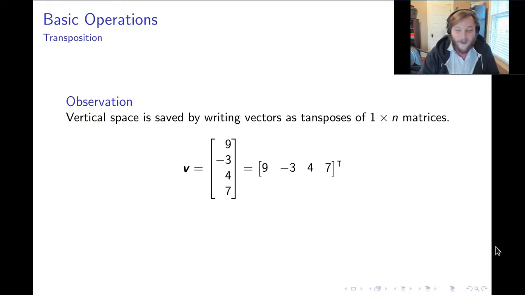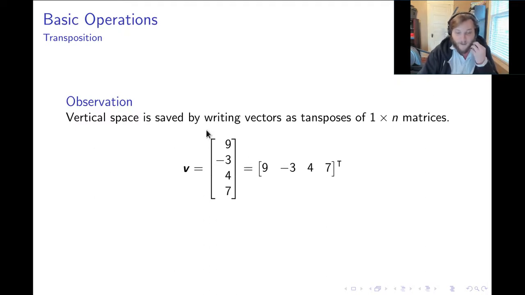So remember, the way we've defined a vector is as a vertical list of numbers. Well, the reality is I don't always have a lot of vertical space to work with when I'm writing, but I have maybe some horizontal space to work with. I can use the operation of transposition to communicate the exact same information while saving myself some vertical space. So the idea here is that vertical space is saved by writing vectors as transposes of 1 by n matrices.